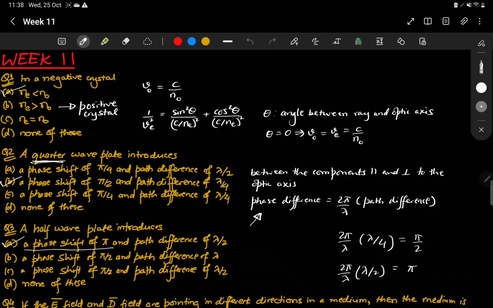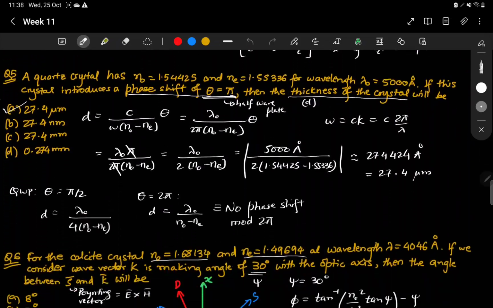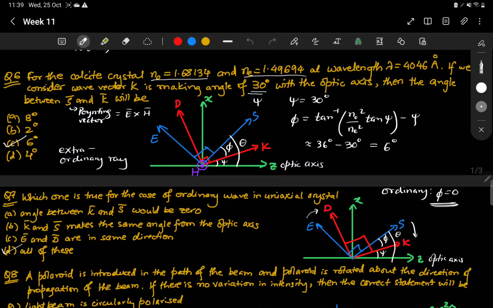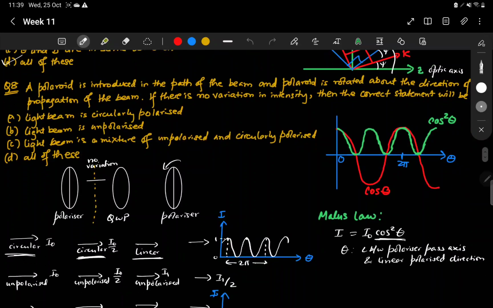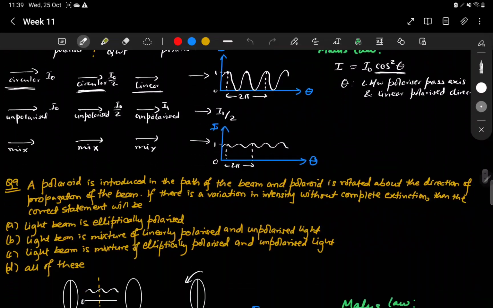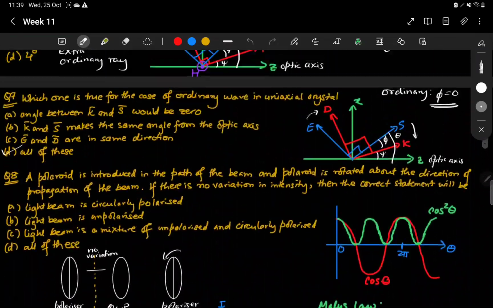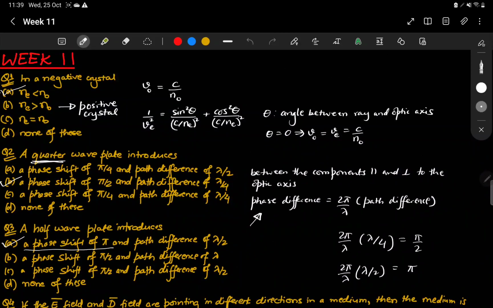In week 11, we were introduced to phase retarding plates like the quarter wave plate and half wave plate. In a negative crystal, NE is less than NO, where NE is the refractive index for the extraordinary ray and NO is the refractive index for the ordinary ray. If NE is greater than NO, then it is a positive crystal.